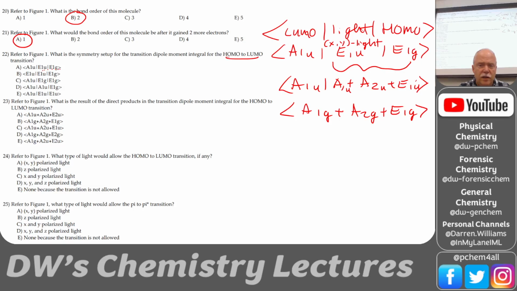And so this is going to be the setup here. We had A1U, E1U, E1G. So this was A. And then the result here is A1G, A2G, E1G. So it's this one. And so in answering this, we had to come up with the XY polarized light was the light that would allow the HOMO to LUMO transition. And then the pi to pi star transition, we could do the whole thing again.